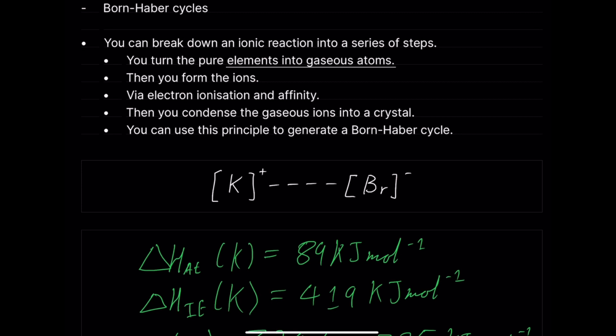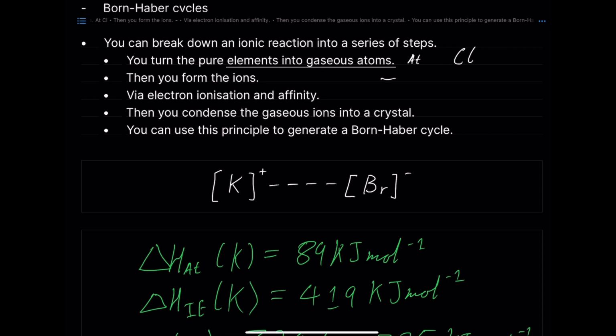You have to get your standard state elements and turn them into gaseous atoms. And then when you have that, you've done your atomization. You then need to go to some sort of ionization process, so electron affinity, enthalpy of ionization, to form ions. Once you have those ions, you then need to condense the gaseous ions into a crystal. So once you have your ions, you can then do lattice formation to form the crystal. And all of that is the principle generator for the Born-Haber cycle.